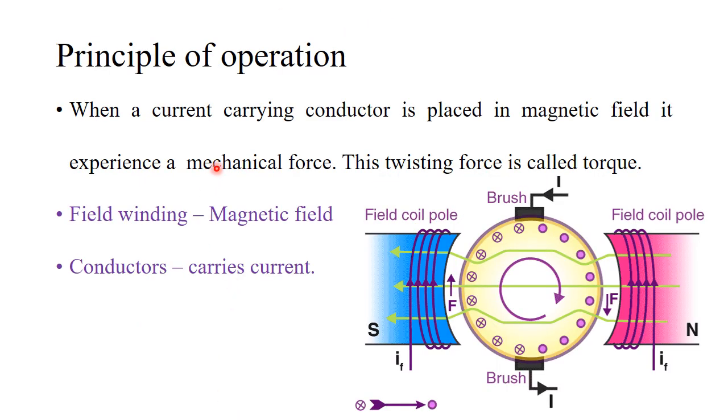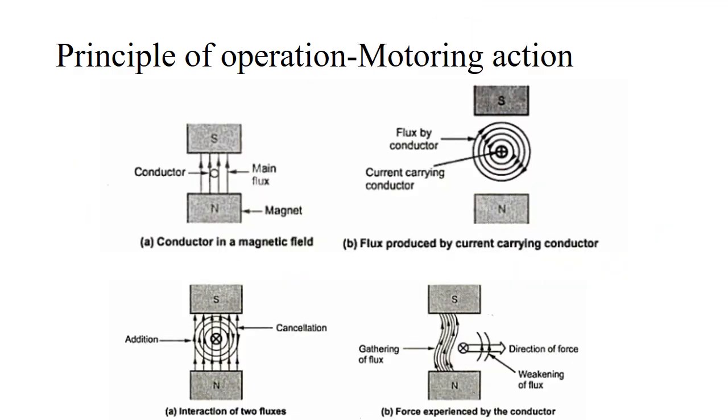Principle of operation. When a current carrying conductor is placed in the magnetic field, it experiences a twisting force, and that force we call a torque. In order to produce the torque, we need two things. One is field winding for producing magnetic field, and another is a conductor for carrying the current. This is the basic principle of operation of a DC motor, and the current is a DC current. Here you can see the diagram demonstrating the principle of operation.